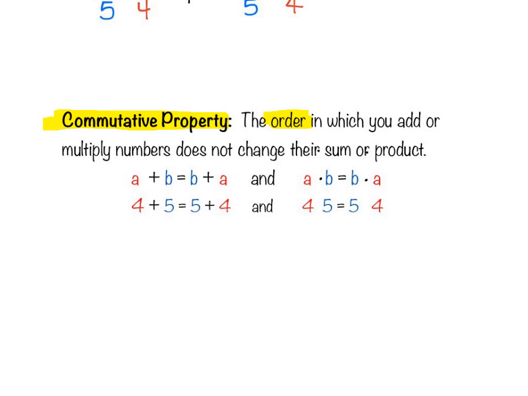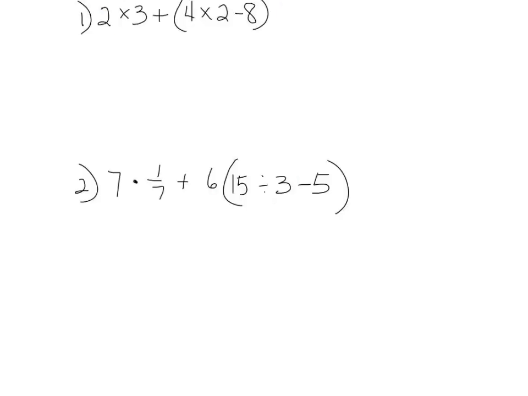And 4 times 5 is equal to 5 times 4. Commutative property, again, has to do with the order of the terms. Okay, let's go on.